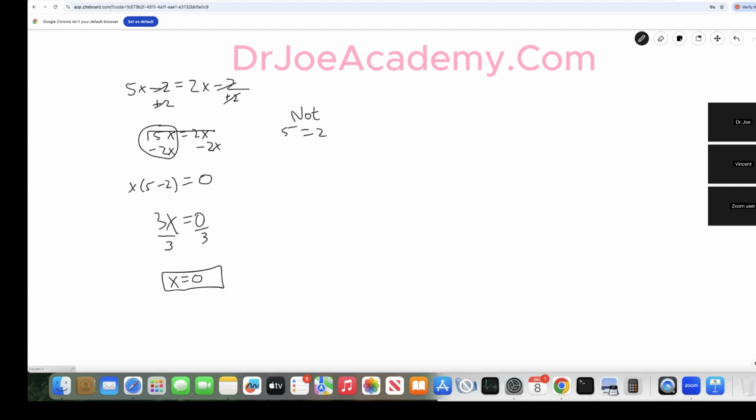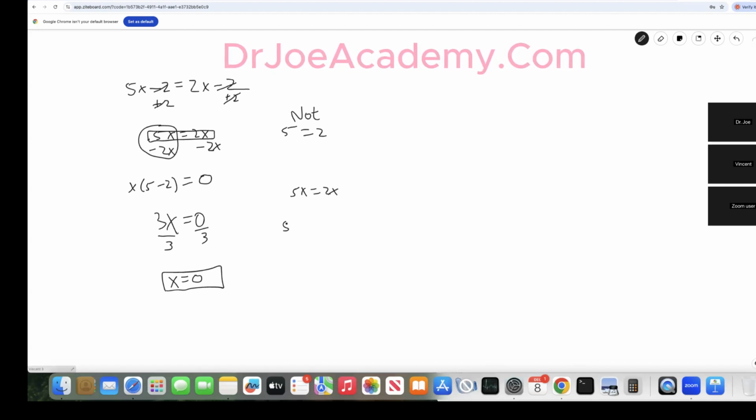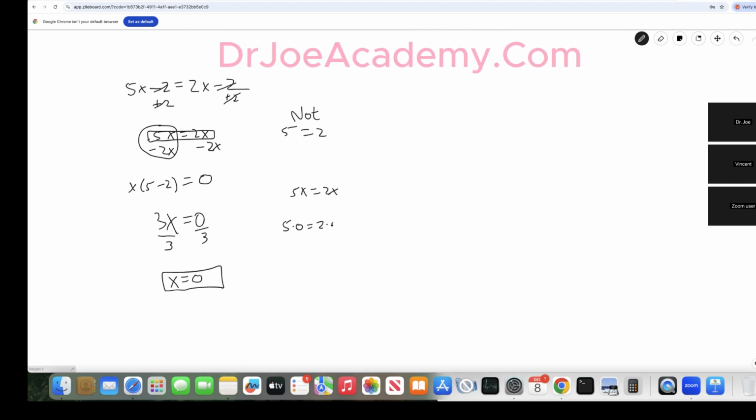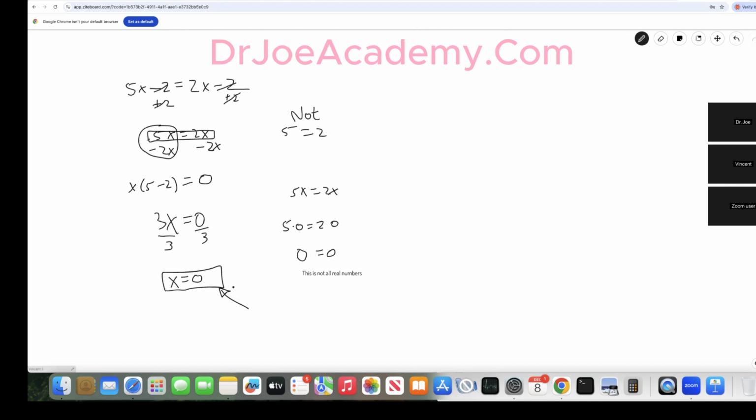So if we just took this part, 5x equals 2x, then that would be 5 times 0 equals 2 times 0. Yeah. So that's just 0 equals 0. But 0 equals 0 is not all real numbers. This is just, the answer is 0. So x equals 0 is the solution.